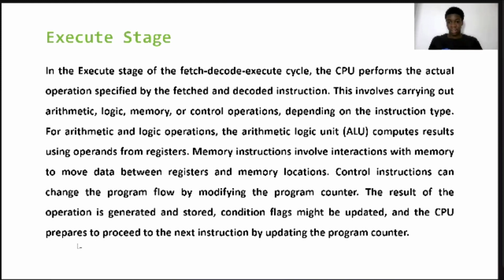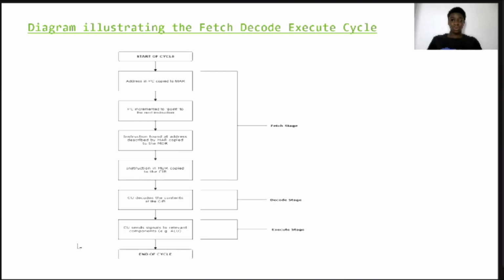So there's a diagram here that will show you a summary of everything. Here we have the start cycle. From the start of the cycle, the address in the PC is copied to the MAR, the memory address register. Then it moves to the next stage. The PC is incremented to point to the next instruction. So the PC will now point to the next thing that is to happen with this instruction.